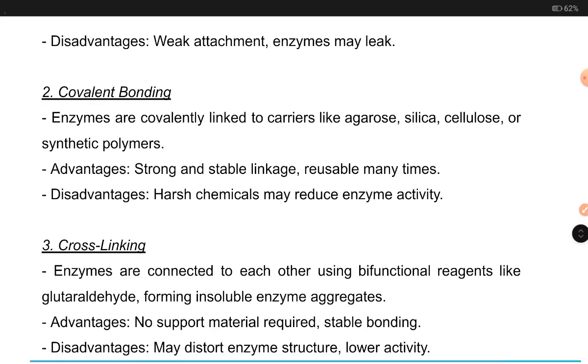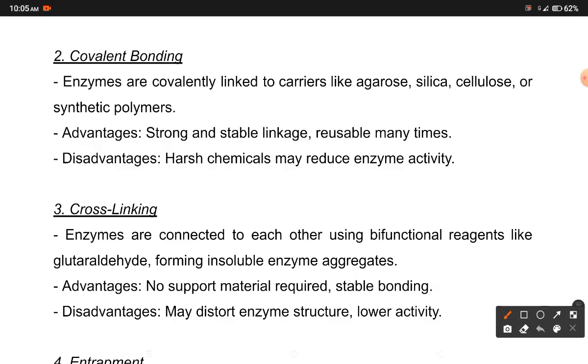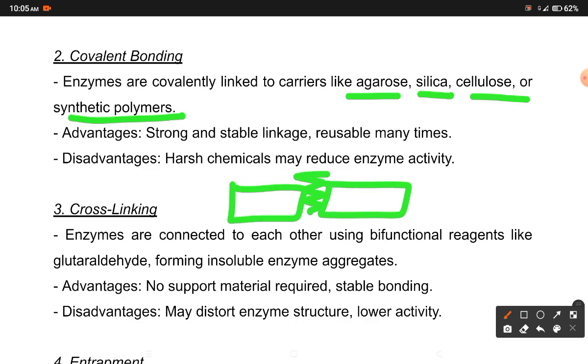And then comes the next method, that is covalent bonding. In covalent bonding, the enzymes are covalently linked to carriers like agarose, silica, cellulose, or synthetic polymers. To understand this, think of it like cement joining bricks. We have 2 bricks and we join them with the help of cement. Here the advantage is that they are very strongly bonded. Sometimes when we see construction work, the cement can overlap the brick structure.